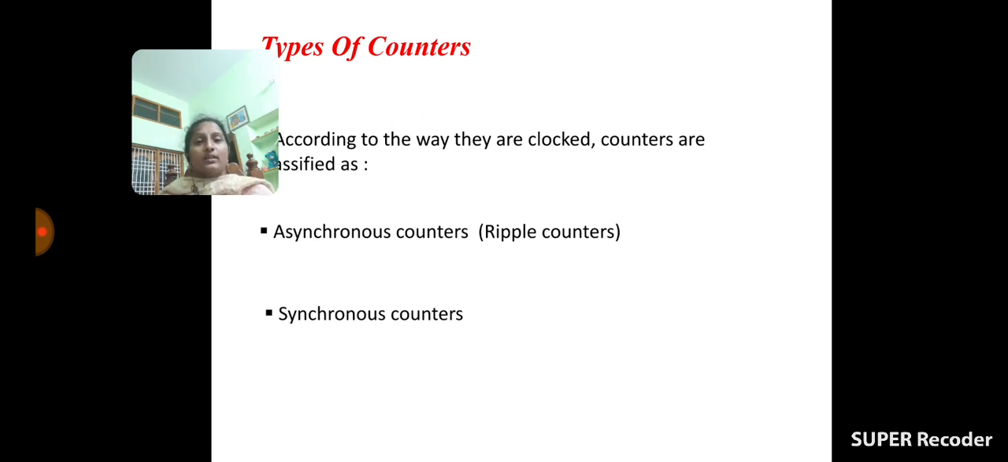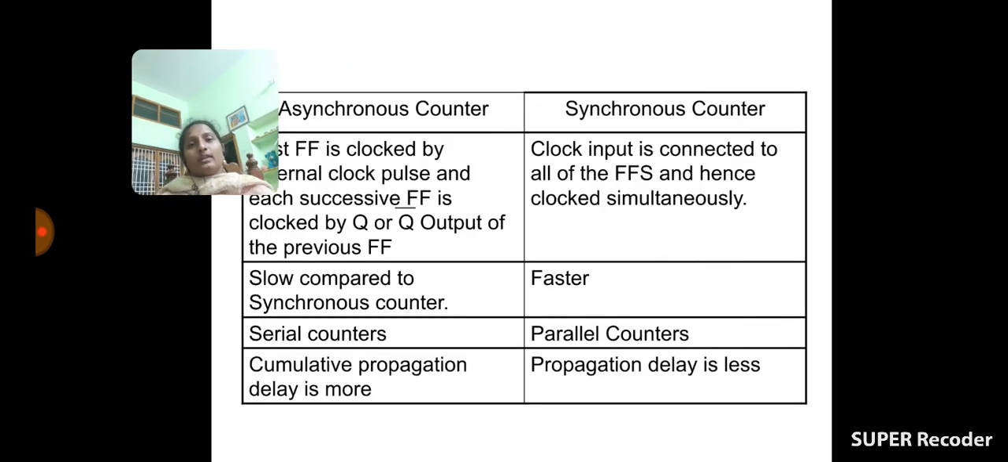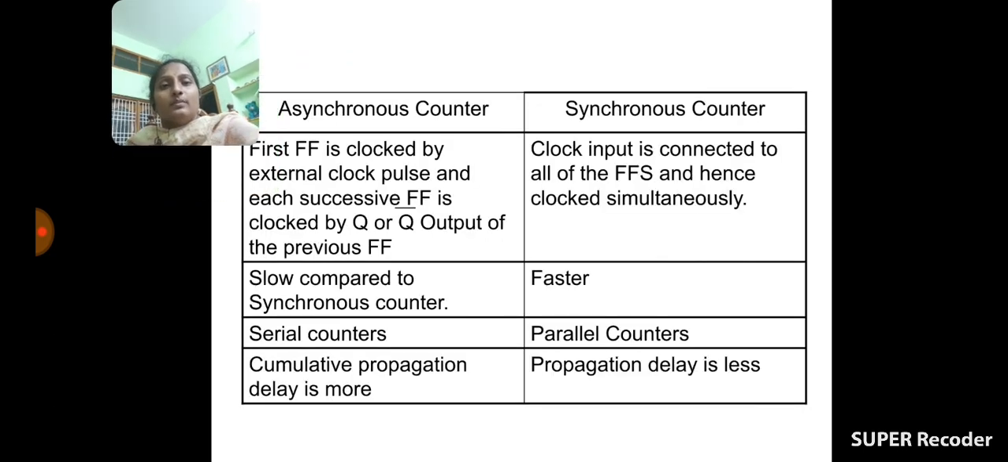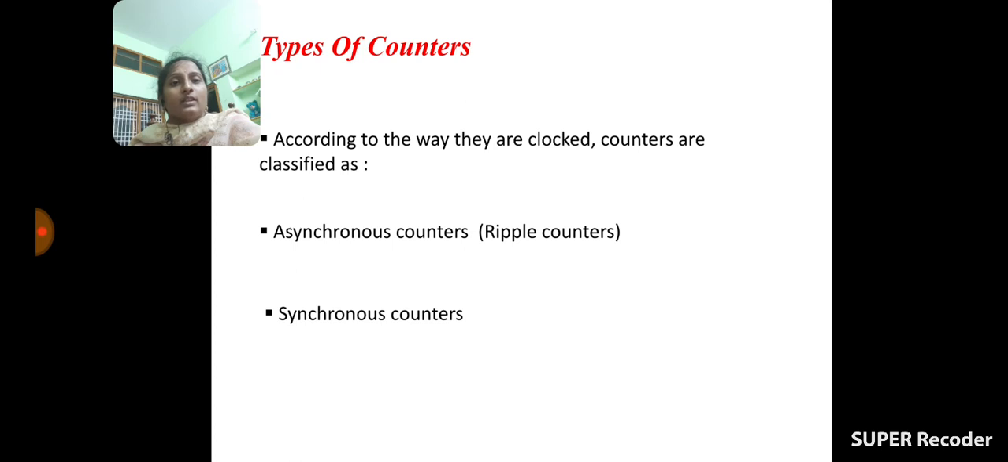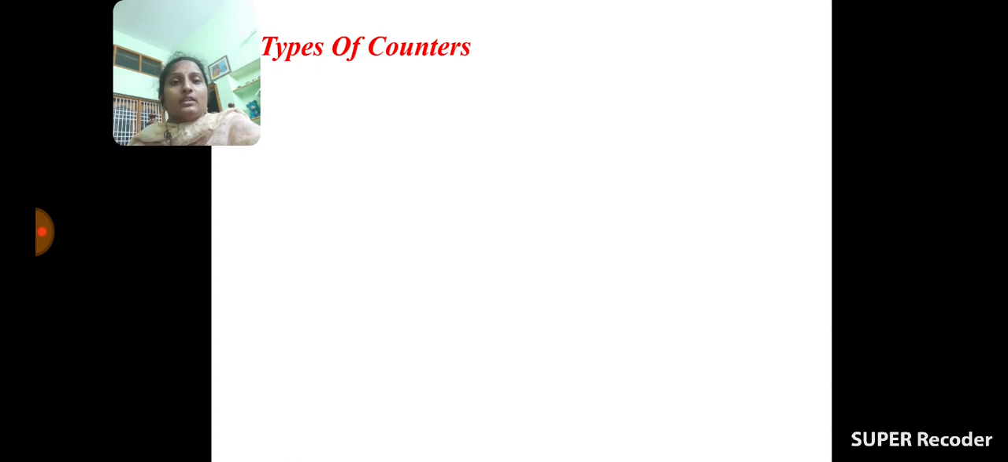The first one is asynchronous. Asynchronous counters are also called ripple counters. And the next one is called the synchronous counter. See here, the differences between the asynchronous and synchronous counters. Before going to that, first I would like to give a brief introduction about asynchronous and synchronous. So see the diagram.